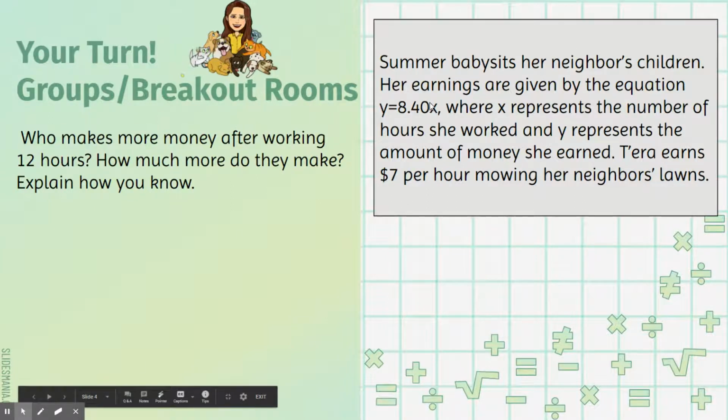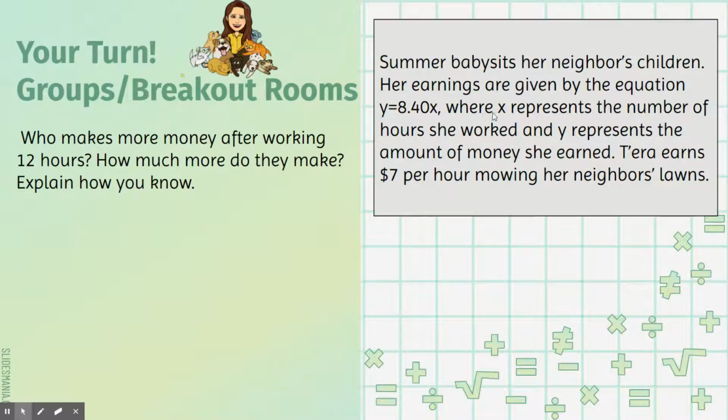Summer babysits her neighbor's children. Her earnings are given by the equation y = 8.4x, where x represents the number of hours she works, and y represents her money. Tiara earns $7 per hour mowing her lawn. Who makes more money after working 12 hours? How much more do they make? How do you know?